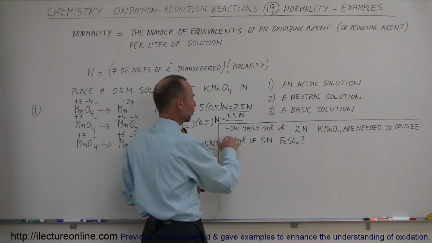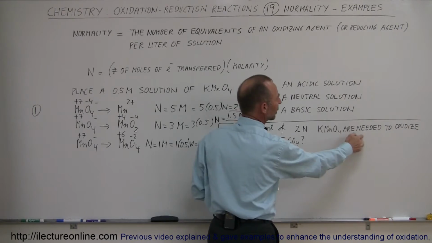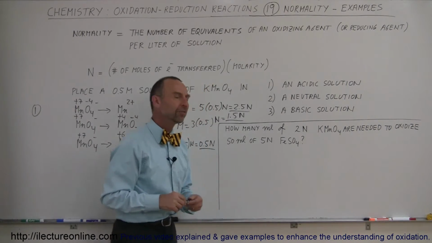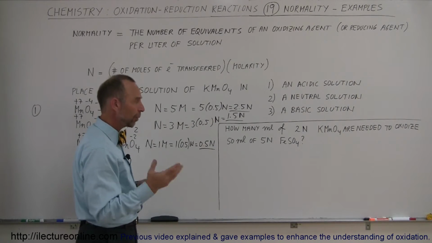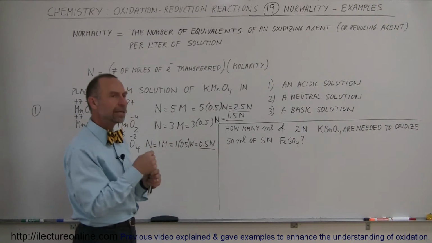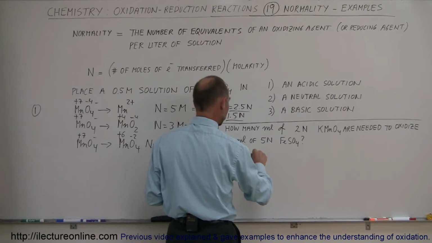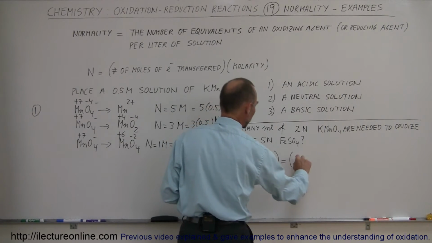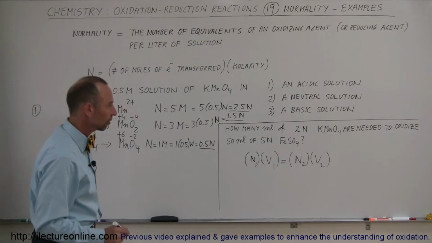Let's say that we're asked to find how many milliliters of a 2 normality potassium permanganate solution are needed to oxidize 50 milliliters of 5 normality of iron sulfate. It doesn't matter what the solution is, because you're already given the normality, which takes that into account. And so what we have to do is simply keep track of the number of electrons transferred times the volume of the solution. So we multiply the normality times the volume of the first solution, and that has to equal the normality times the volume of the second solution.